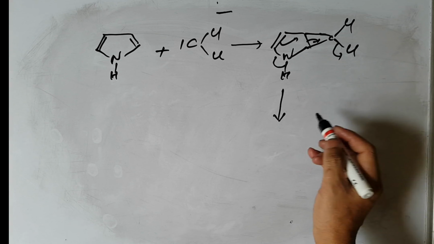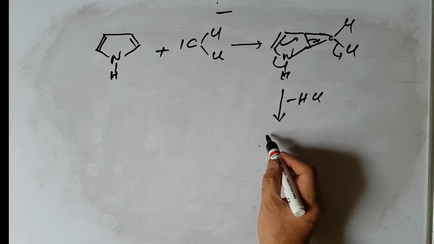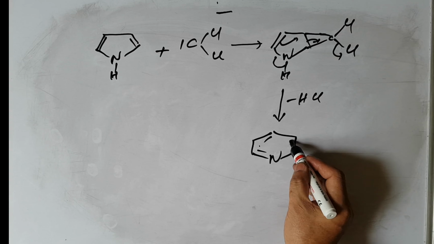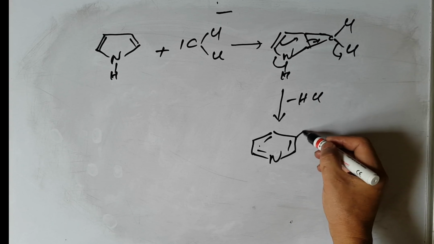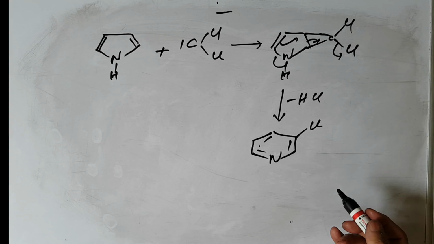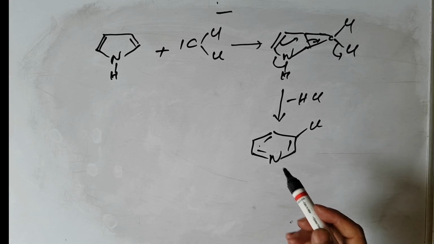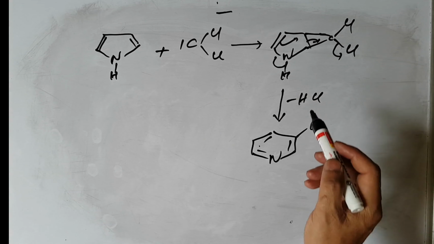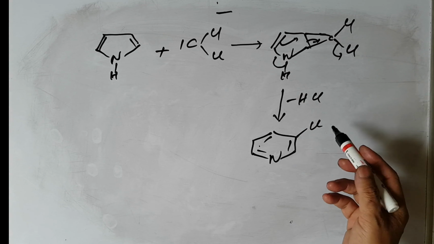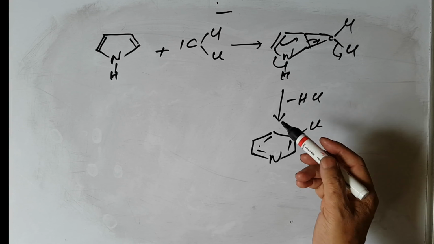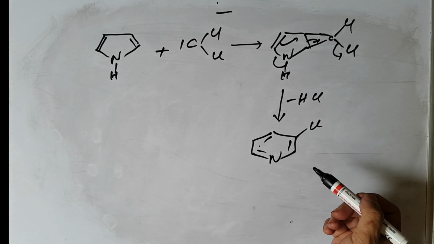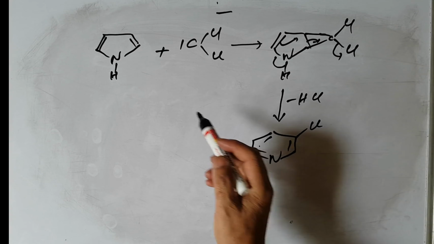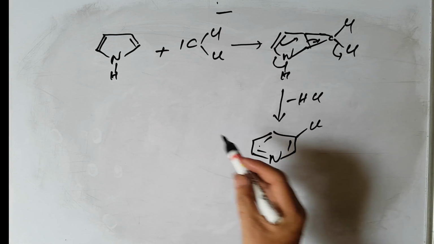So here it undergoes loss of HCl. So you got a six-member ring, from a five-member ring to a six-member ring takes place. So here 1, 2, 3, chlorine here, 3-chloropyridine like this. So I'm giving one example that aromatic compounds can undergo addition with carbenes to give an addition product, which generally undergoes rearrangement. In this case, pyrrole reacts with carbene to give 3-chloropyridine. So here ring expansion takes place from a five-member ring to a six-member ring.